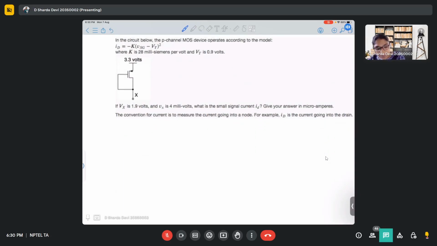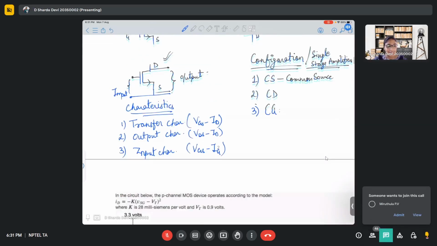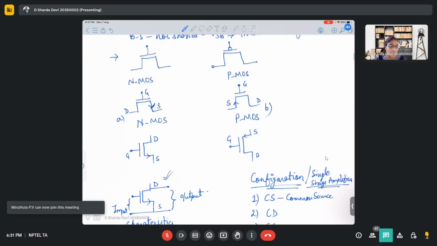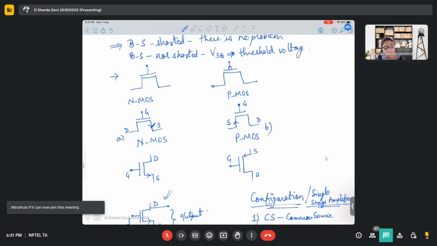Excuse me, ma'am. As you are saying that VGS and VDS are independent parameters, that means gain is independent of VGS, the input voltage, because gain is VDS upon VGS, right? Output upon input voltage. Oh, okay, in that sense, you're coming.